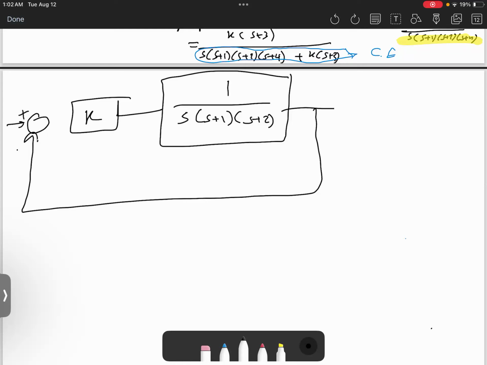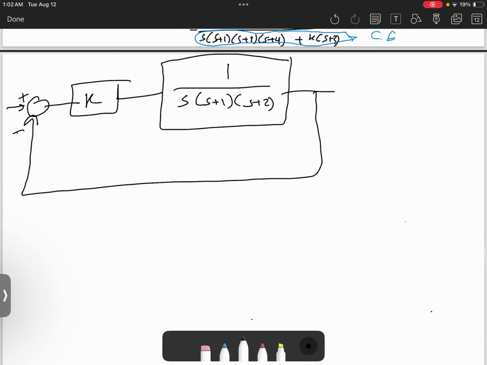Then in the closed loop, the feedback here is positive, negative. We would like to apply the root locus. So with this example, in order to plot the root locus, the first thing we look at is the open loop poles and zeros. Here, we don't have zeros, we have poles. The poles are located at s equals 0, -1, -2.